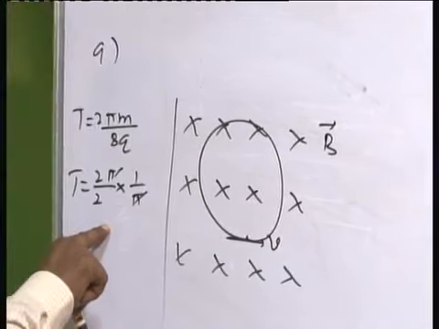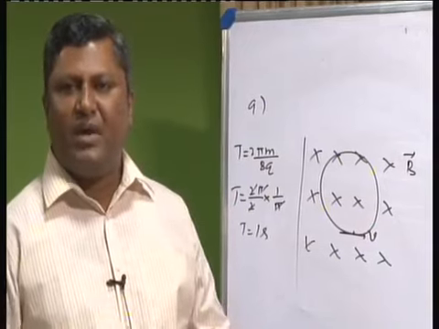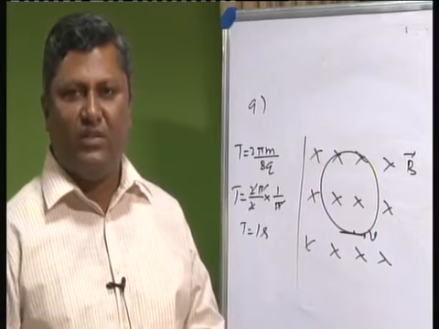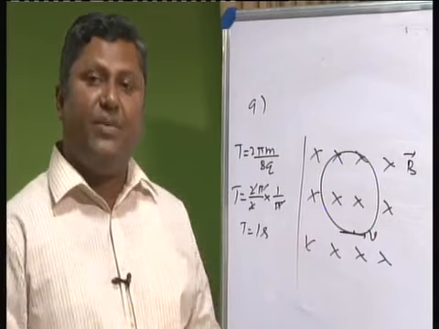So that clearly shows that in 1 by 12 second, the particle has not completed one revolution. Suppose it had completed one revolution, then its velocity would remain as v only. But it has not completed one revolution because it takes 1 second to complete one revolution, and we are finding its velocity after t equals 1 by 12 second.